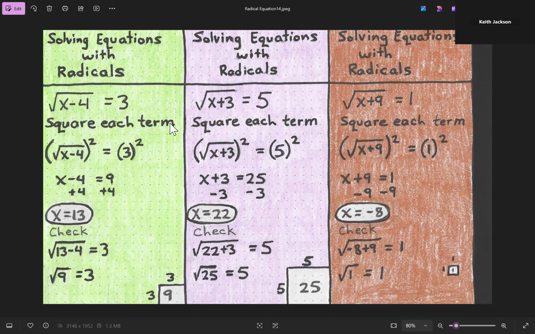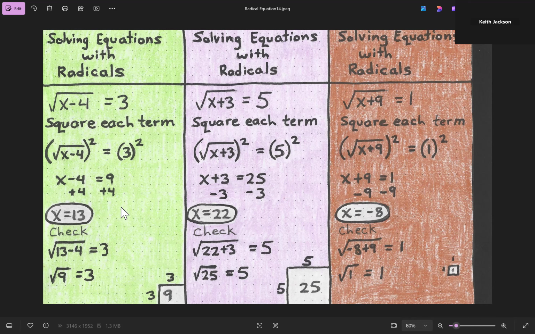Let's take a look at the first big example in which we have the square root of x minus 4 is equal to 3, and we're going to follow this theme as we work these problems out, and that theme is square each term, and that's exactly what we're going to do in this case. So we're going to square the square root of x minus 4, and then we're going to square 3 right here. And when we square the square root, it just simply releases the term inside. So now we have x minus 4, and we know that 3 squared is 9, and so we have x minus 4 is equal to 9.